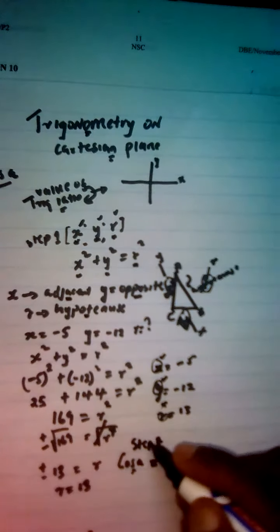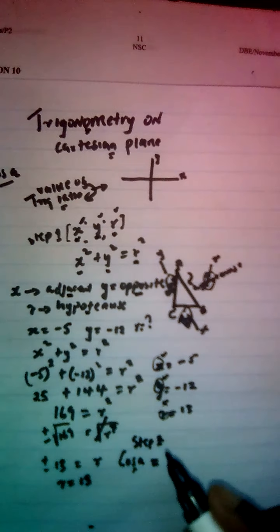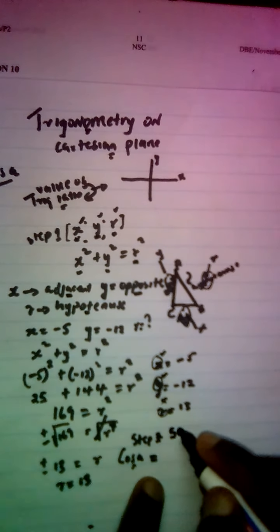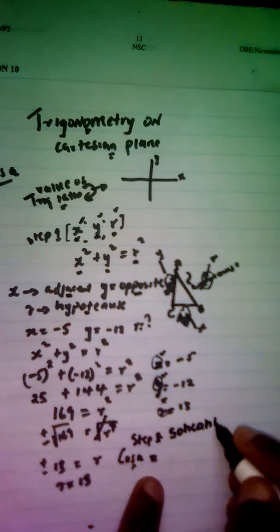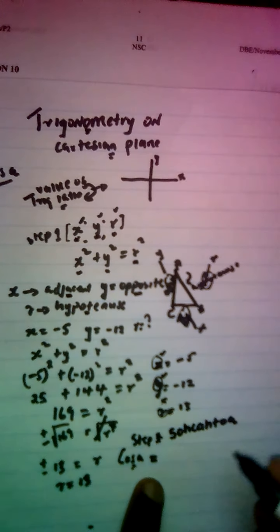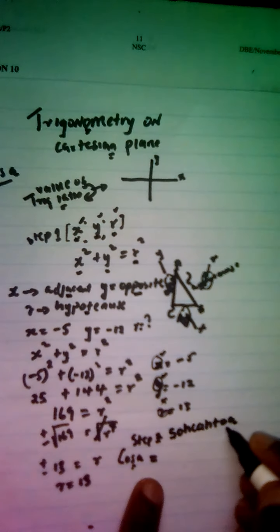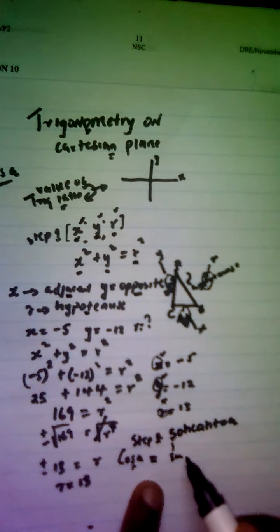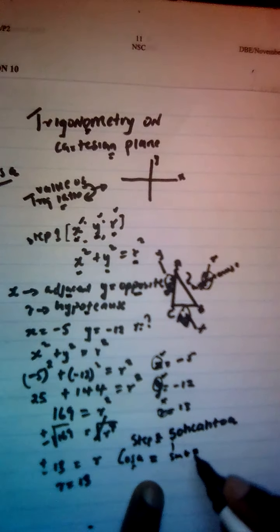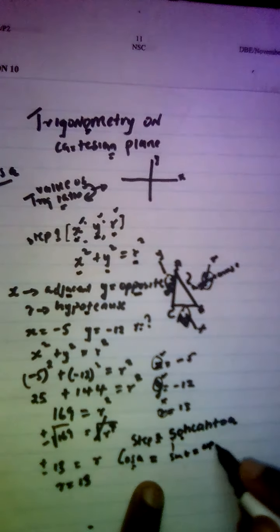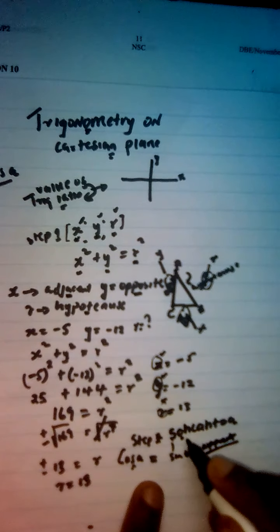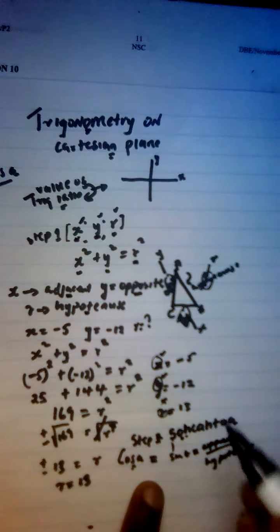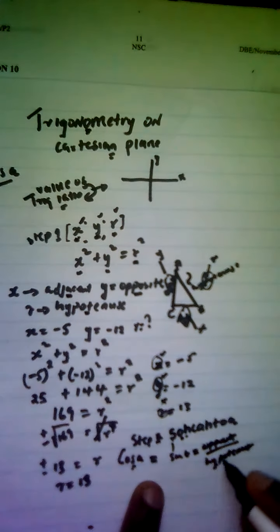I said it here. Step number 2, let me call it answering the trig ratios. Step number 2, we have to use what we call SOHCAHTOA. So what is this S for? S stands for sine theta. Sine of an angle is, O is for opposite, opposite over, H is hypotenuse. So sine of an angle is opposite over hypotenuse.